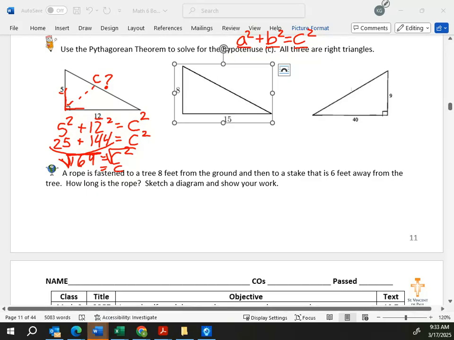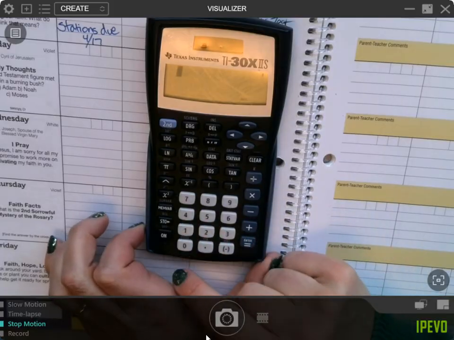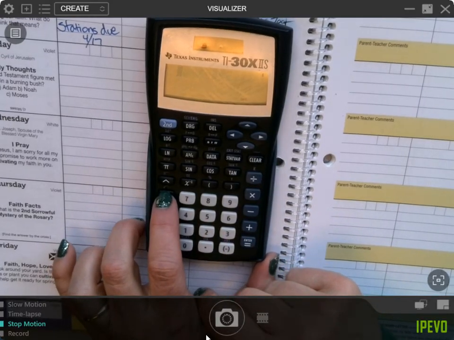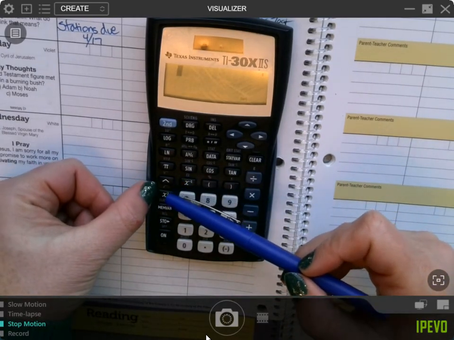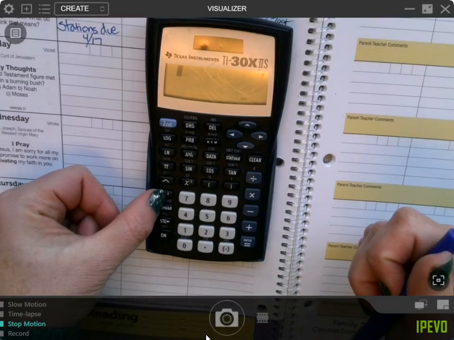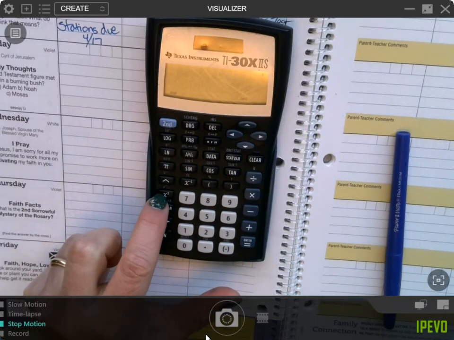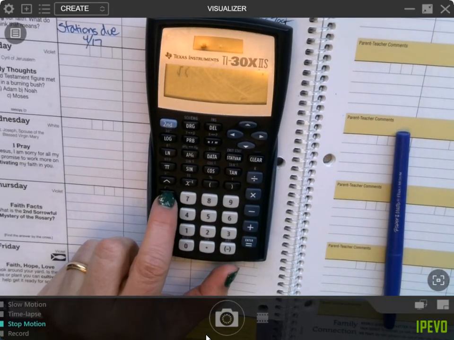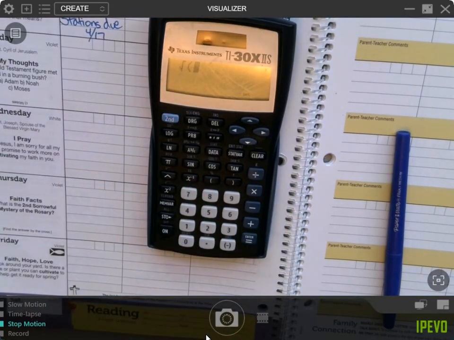So let me get my calculator so you can see how to do that. Just a reminder of how to find a square root on the calculator. The first thing we do is look for that square root picture on our calculator, and it's actually on the calculator, not on the button that has x squared. To get to that, we press the second button, and then that square root button.